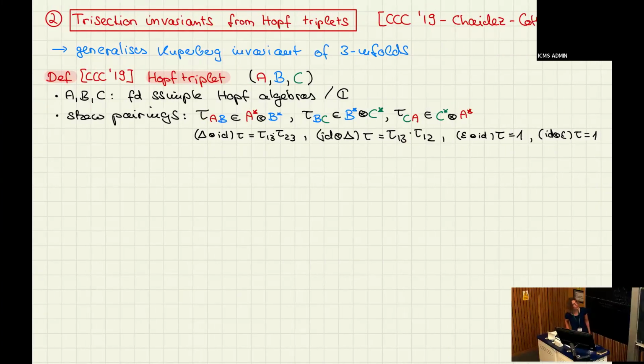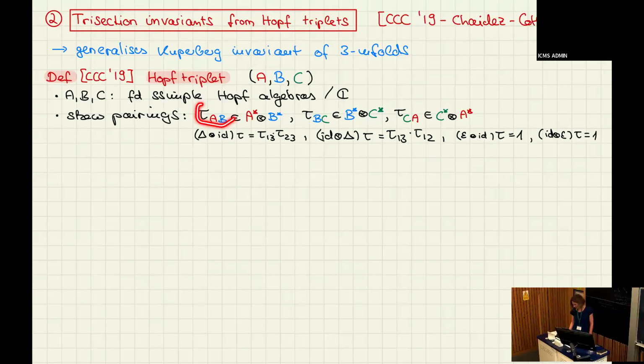So the first bit of additional structure that I need is something that is called skew pairings in the textbook literature. That's essentially a linear form on the tensor product of two of these Hopf algebras, always one Hopf algebra and the next one, that satisfies certain compatibility conditions with their multiplication and co-multiplication. And here I've chosen to write this in a slightly different way.